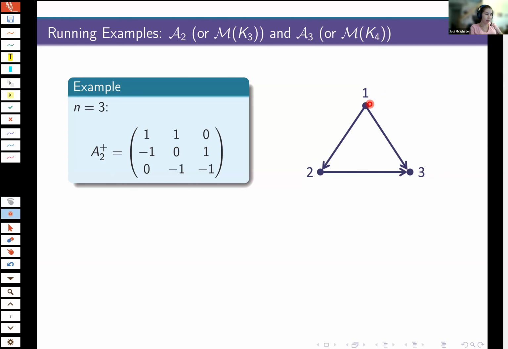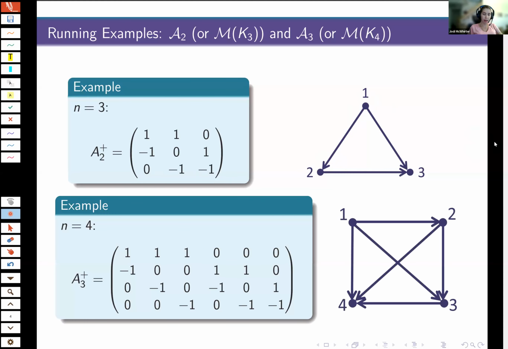And I've directed all of my edges so that they point from the smaller number to the larger number. It turns out that directions for our polytopes aren't actually going to matter, but just to have some consistency. So this is the example that I'm going to be talking the most about.